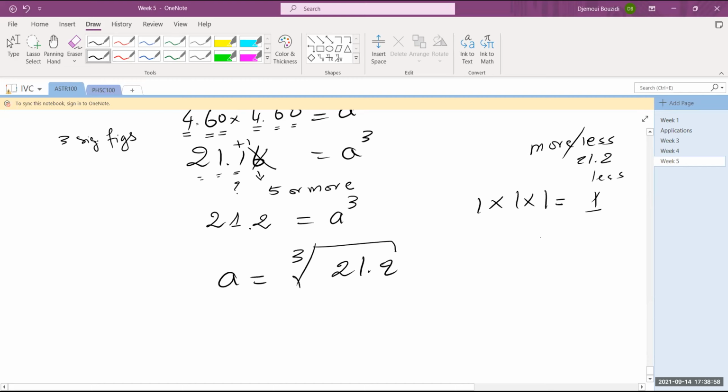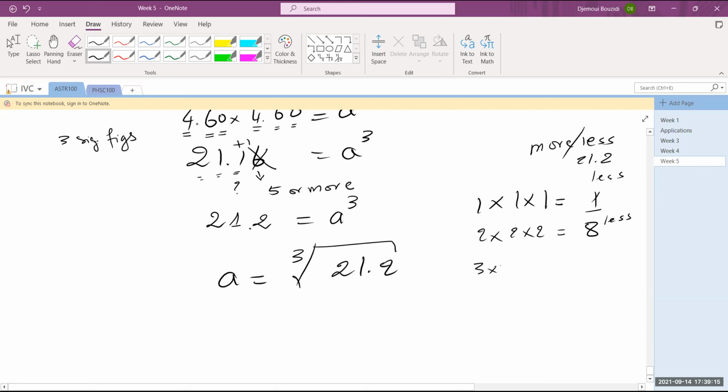Okay, so I need to check another number. What is 2 times 2 times 2? Of course, 2 times 2 is 4, times 2 is 8. And 8 is less than 21.2. Now let's check another number. Since it's still less, we can go on.